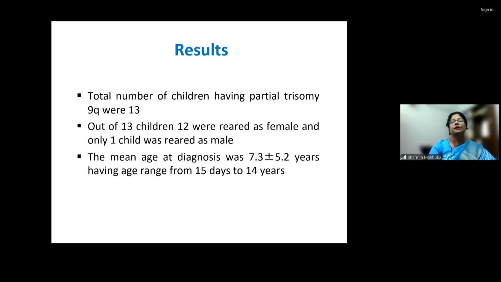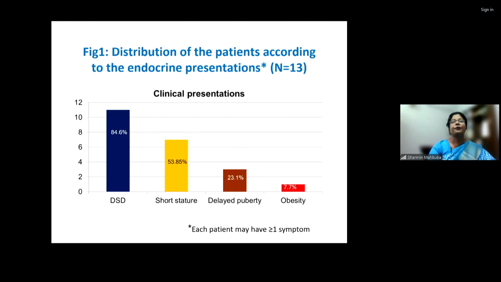Now the result. The total number of children having partial trisomy 9q was 13, and out of 13 children, 12 were reared as female and only one child was reared as male. The mean age at diagnosis was 7.3 plus minus 5.2 years, with an age range from 15 days to 14 years. Here we can see the distribution of the patients according to the endocrine presentations. The majority presented with DSD, followed by short stature, then delayed puberty, and only one child had obesity.